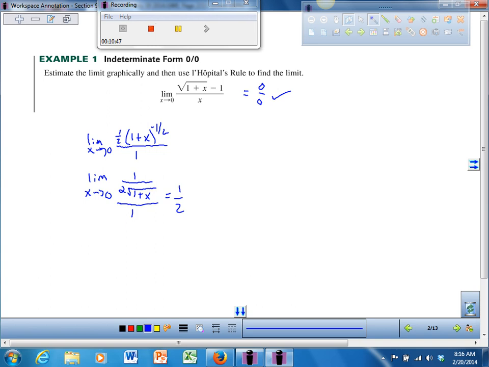Okay? So before, this is one of the problems where we would have had to multiply by the square root of 1 plus x plus 1 over itself, FOIL the top, multiply the bottom, cancel where we can, and then reevaluate our limit. So this 1/2 is actually the limit, not what the slope of the graph is approaching. Right. It happens to be that if the ratio of the slopes of the graph is approaching 1/2, then actually the ratio of the actual functions is also approaching 1/2.